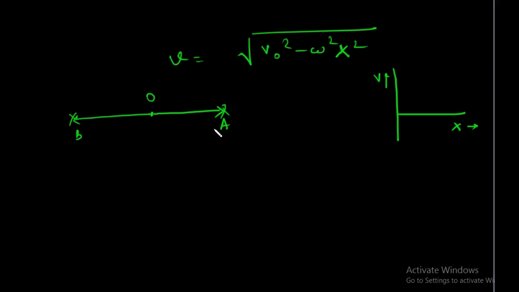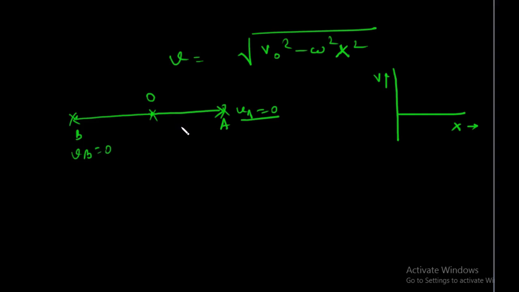Particle is confined between A and B. Okay, so if we see here very closely that when it comes to A and then goes back, it stops for a momentary time and then turns back. This means velocity at A should be 0. Okay, and then again at the other extreme it stops and turns back, so velocity at B should be 0.